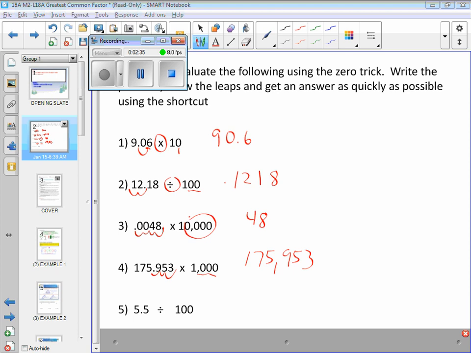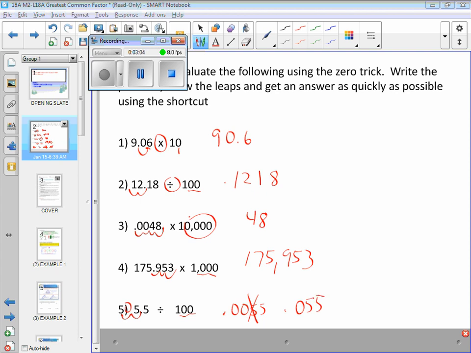Aiden, what about number 5? I got 1005. Let's see. How many zeros? How many leaps? 2. Ready, watch, bud. 1, 2. Only requires 1 zero to fill up the empty nest with the egg. So the correct answer is 0.055. Hands up if you got that.